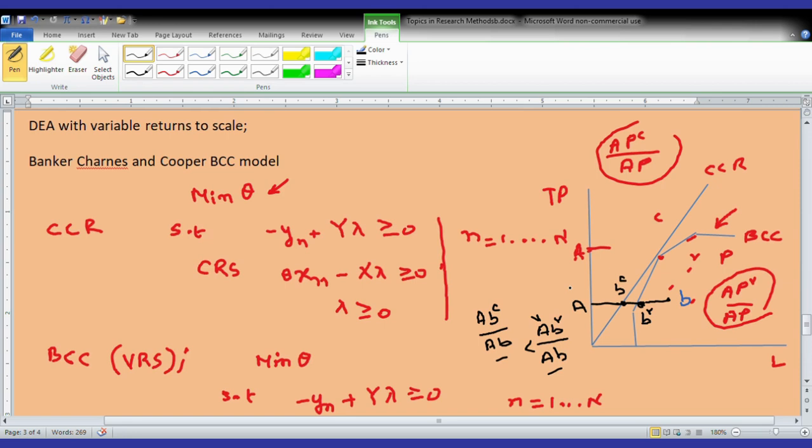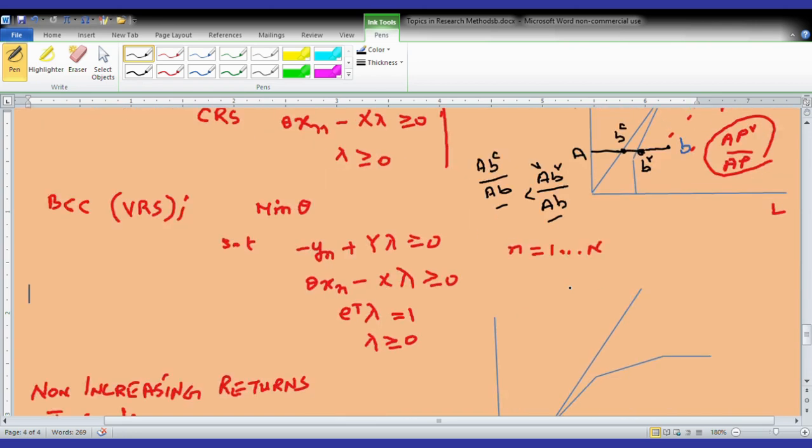We want to see that a particular firm is benchmarked against the firms which are similar in size, and this is something that the BCC model is able to do by adding one more constraint into the original CCR model, and this is what we have done here.